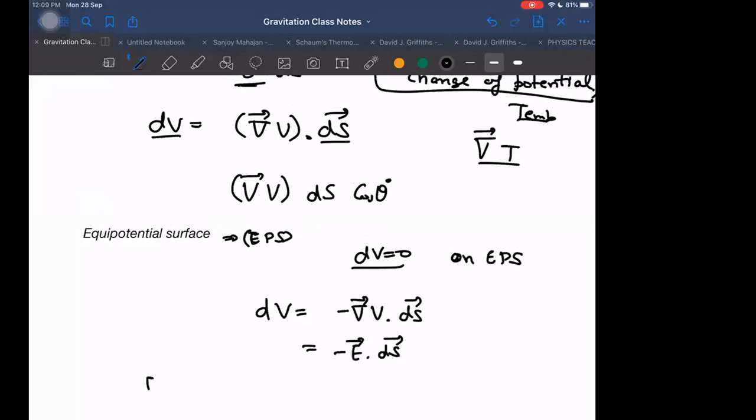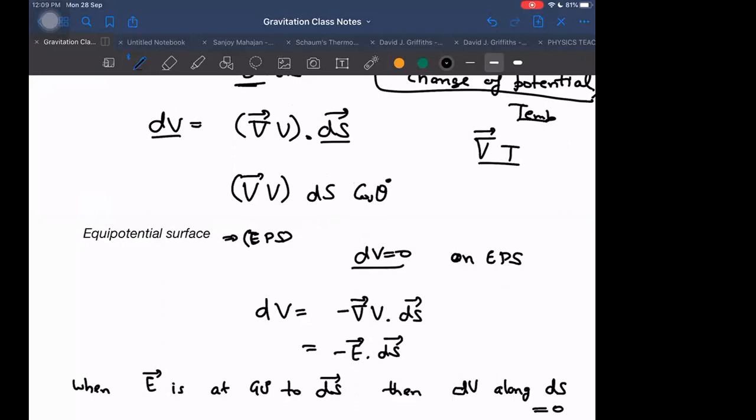When the field makes a 90-degree angle, cos 90 is 0. When E is at 90 degrees to the direction in which we are moving, then dV along that ds will be equal to 0. Then in that direction there will be no change.